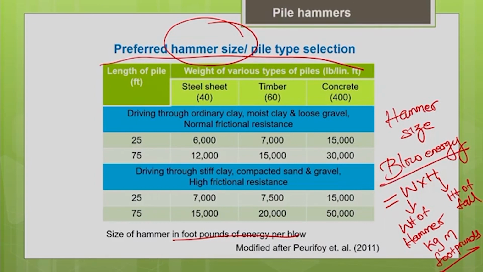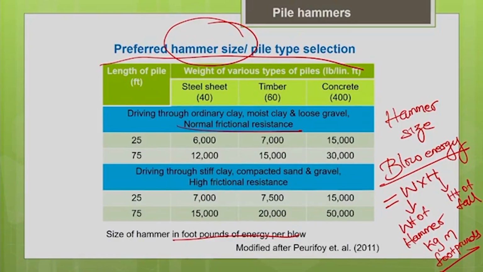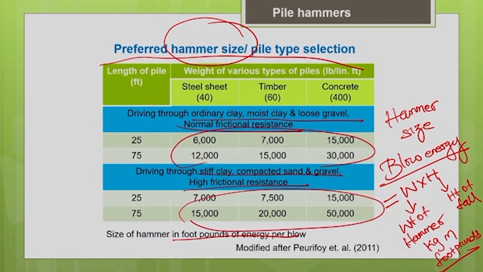For very tough soil conditions and for a bigger, heavier pile, you need a very high blow energy, so you need a bigger size hammer. You can see this table where they have classified the soil into two types. One is soil with normal frictional resistance, like ordinary clay, moist clay and loose gravel, and the other is soil with high frictional resistance, that is stiff clay, compacted sand and gravel. Obviously, for tough soil conditions with high frictional resistance, you need more blow energy when compared to normal frictional resistance.